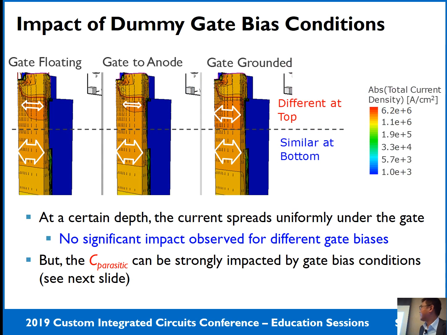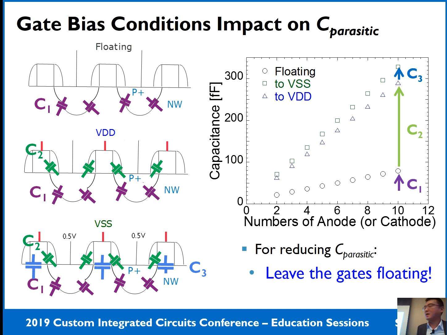First, after a certain distance or certain depth, the current uniformity will be very similar in different gate bias conditions. So for ESD robustness, the measurement results also proved there's no significant impact on the It2 level by different bias conditions. But the parasitic capacitance will be strongly impacted by different bias conditions. So here is the analysis of the different bias conditions.